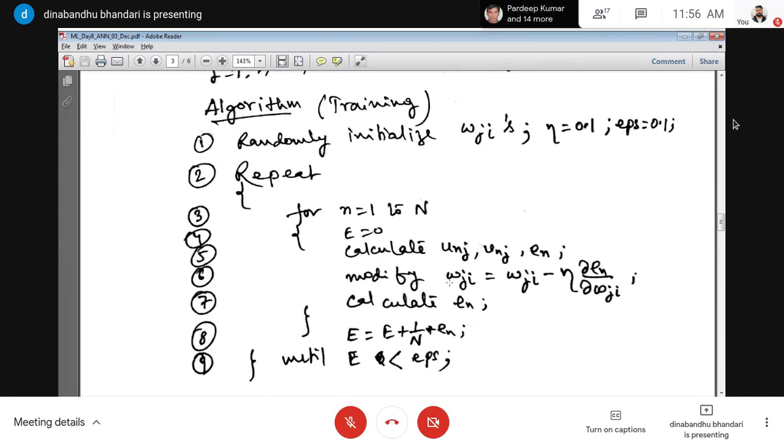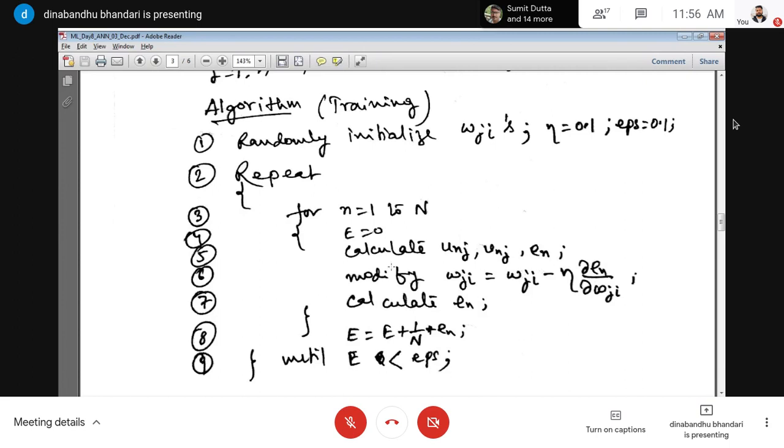This is the gradient descent formula. I'll explain that below. You just take it from me. Wji equal to Wji minus eta into del En by del Wji. We are reducing En. Then you calculate En. I have written here by mistake; it should be at the top. Anyway, modify Wji using this. Okay, this is the formula.